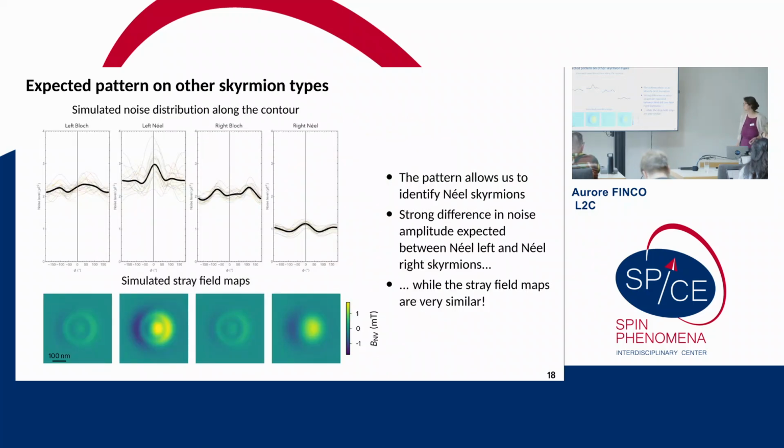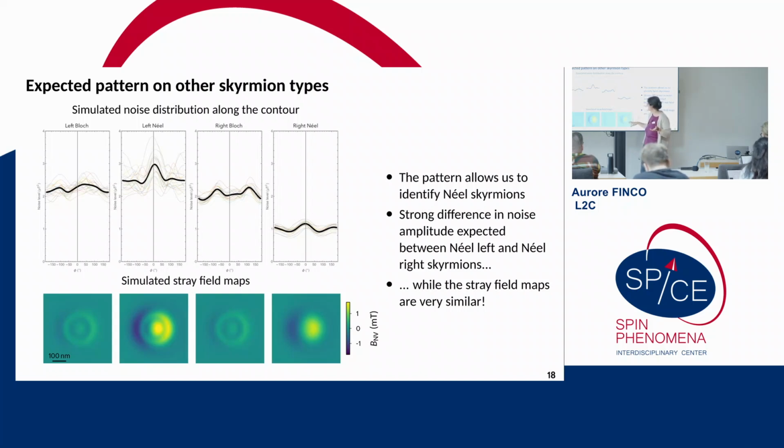But then what you can do is compute the noise distribution along the contour that you expect for the other types of skyrmions. Skyrmions can be clockwise or counterclockwise, and they can be Bloch or Néel. So it gets four different types. And you see that the stronger noise at 0 is only there for Néel skyrmions. For Bloch, it's not there. So our data only fits with Néel skyrmions, which is what we expect from a platinum-cobalt interface anyway.